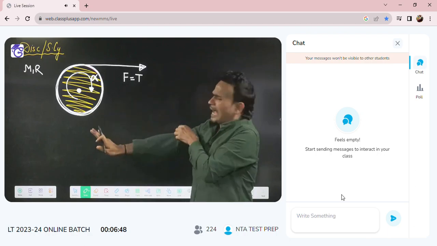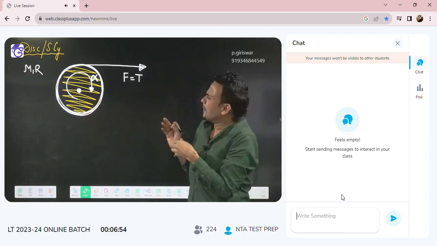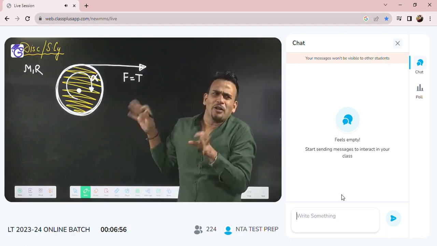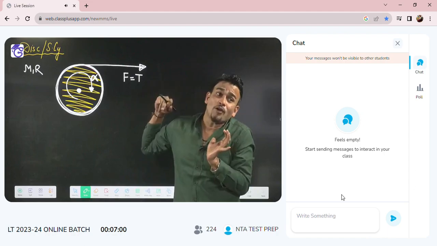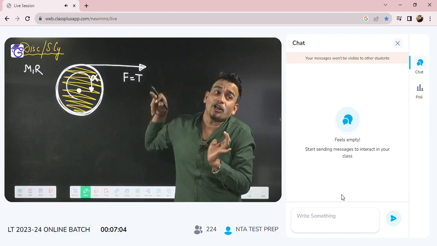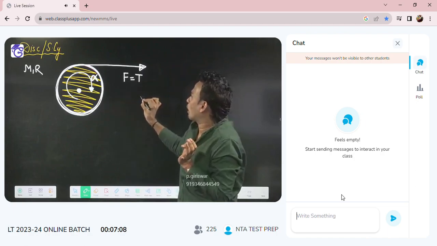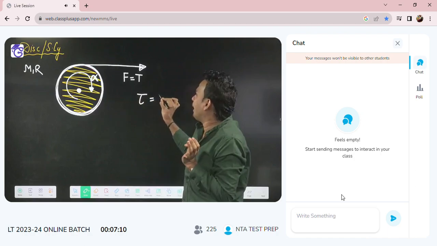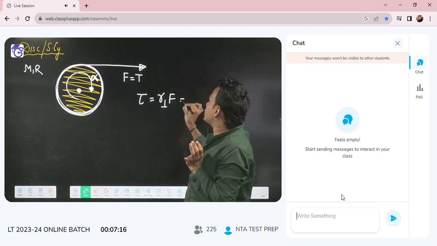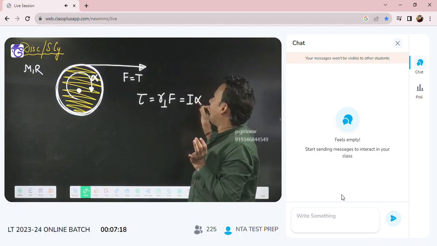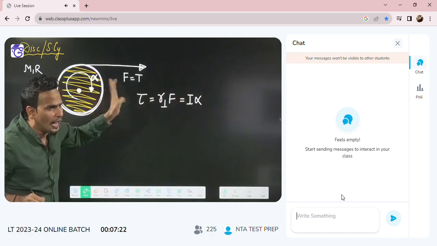Many people are giving the correct answer, very good. I will simply say, I don't know what the angular acceleration is, but I know how to calculate torque. Once I know the torque, I will equate that torque to I alpha and get my alpha. So first I will calculate the torque using R perpendicular into F, and then equate it to I alpha.